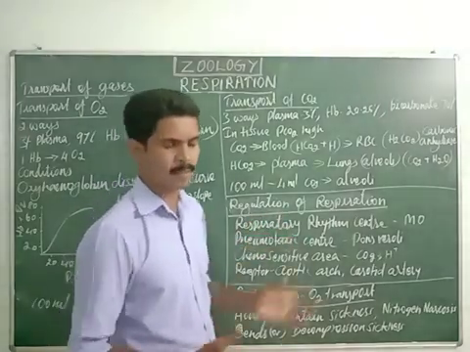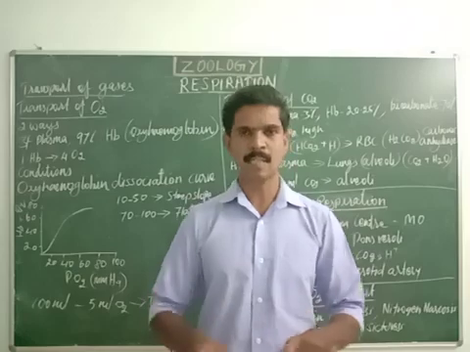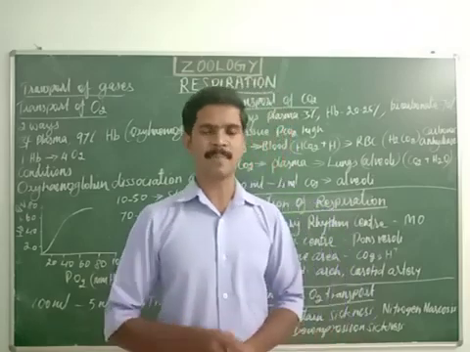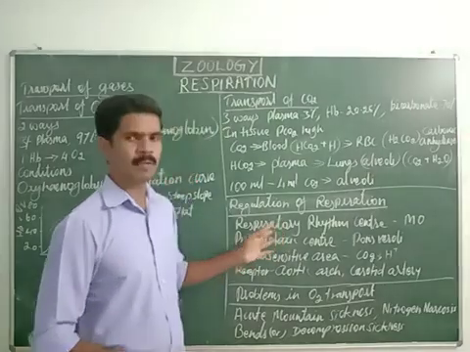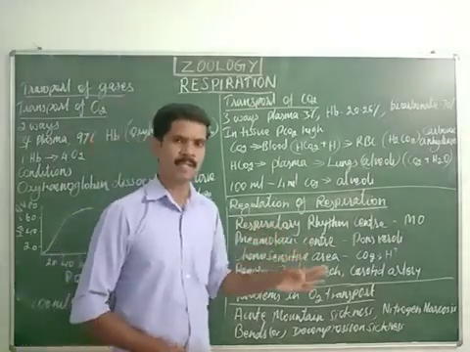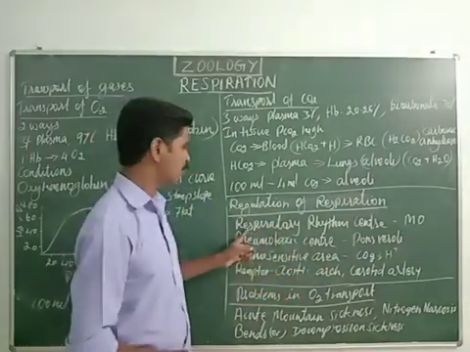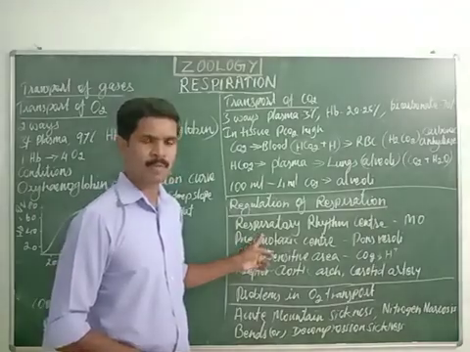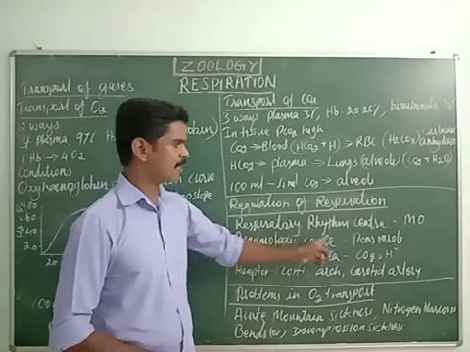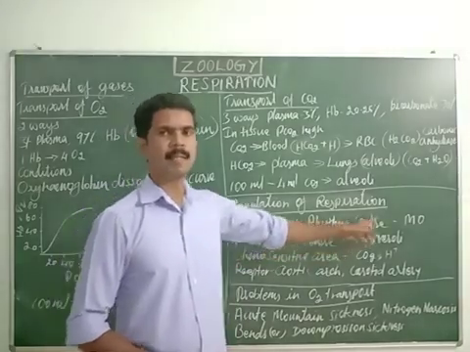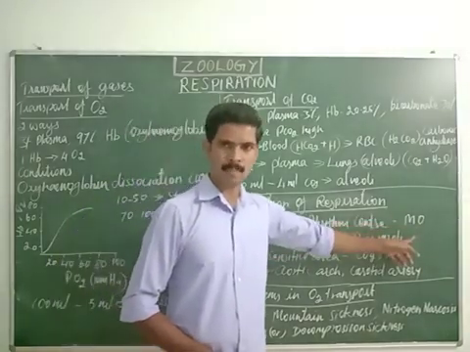The next topic is regulation of respiration. All the activities of our body are regulated by some centers present in the brain. Here also, the respiratory process is controlled by some centers present in the brain. There are 2 centers responsible for controlling respiration. The first center is called the respiratory rhythm center. It is present in the medulla oblongata region of the brain.